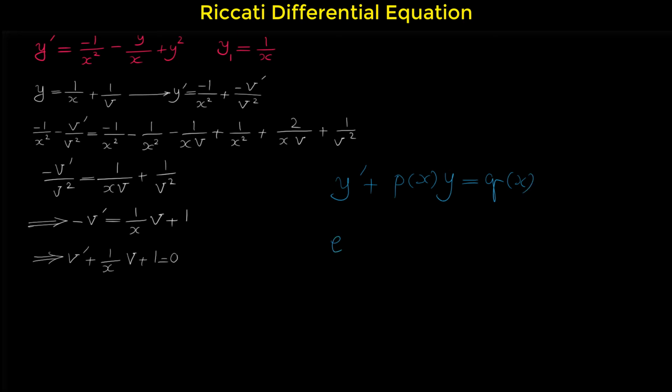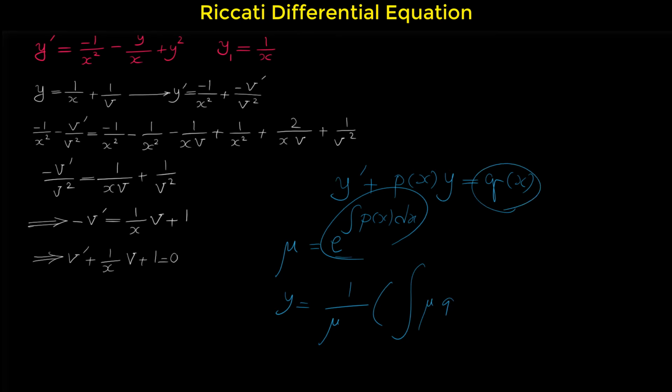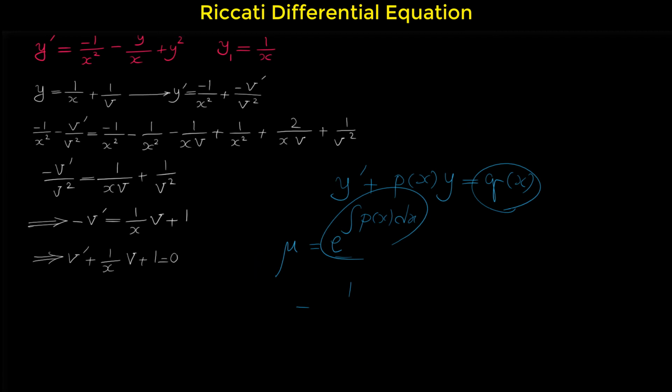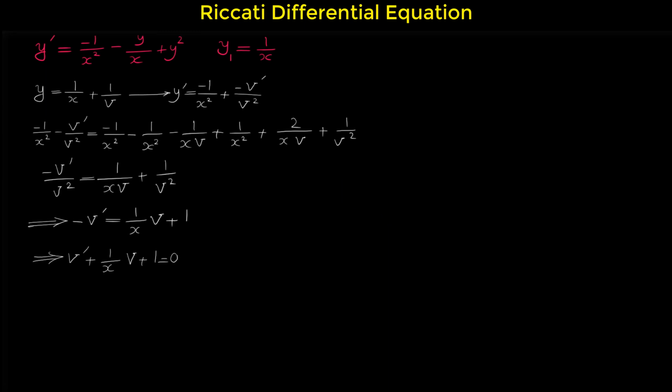First, we have to find the integrating factor, which is e to the integral of p(x) dx. This is the integrating factor, mu. Then the answer is 1 over mu, times the integral of mu times this function q of x dx plus c. So in this way, we can solve, in general, linear first order differential equations. So similarly here, we want to do the same thing.